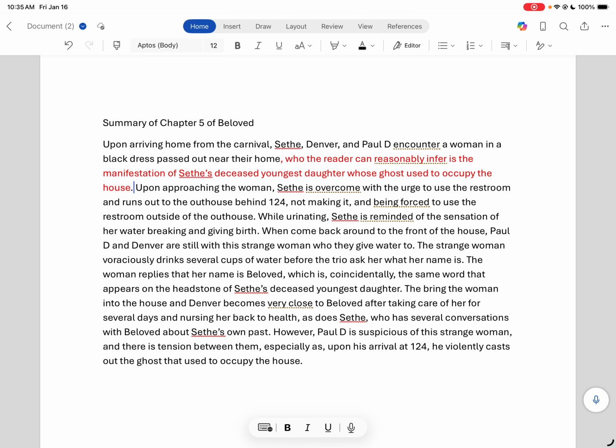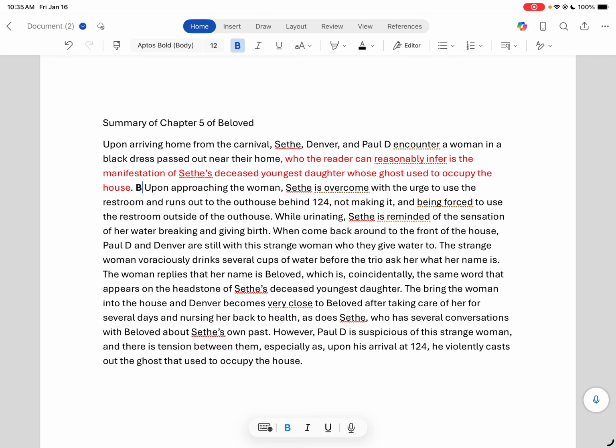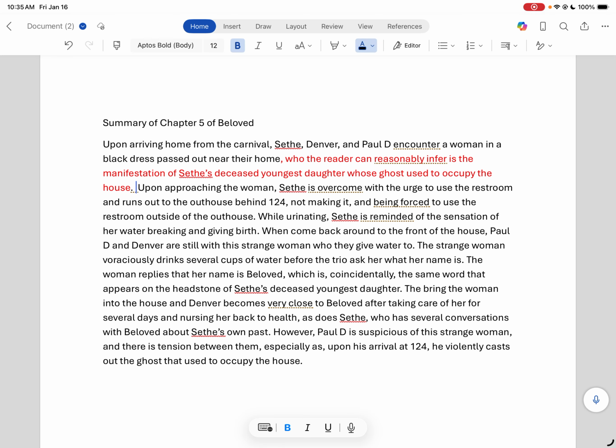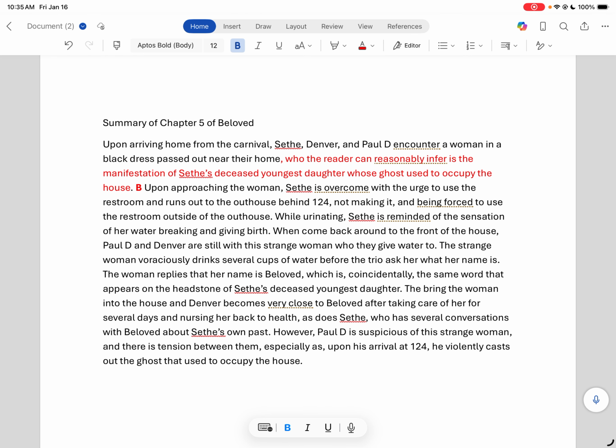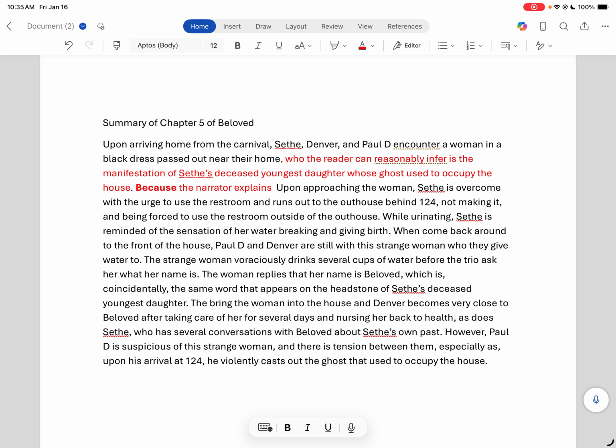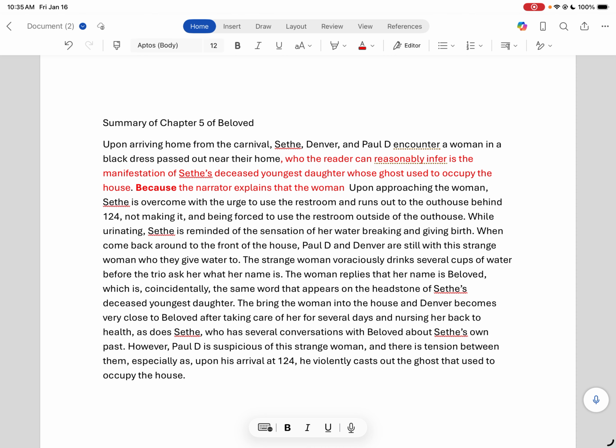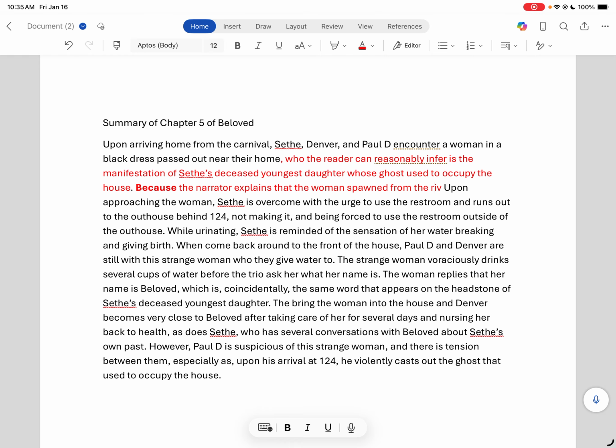So here I'm going to build my line of reasoning, okay? And what I'm going to do is start with one of those words from BTS FUD. I'm going to say because, I still want it in red. So because the narrator explains that the woman spawned from the river, and this was a little bit earlier in the chapter, or maybe in the previous chapter. I'm not 100% sure. I'm pretty sure it was in the previous chapter.